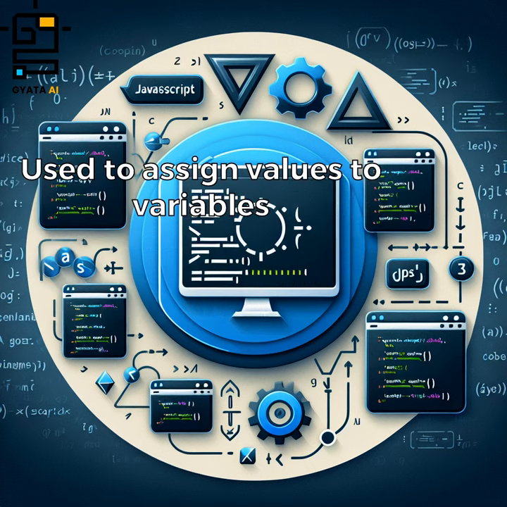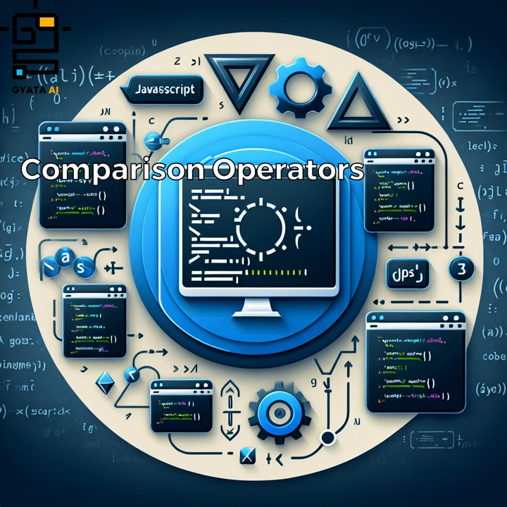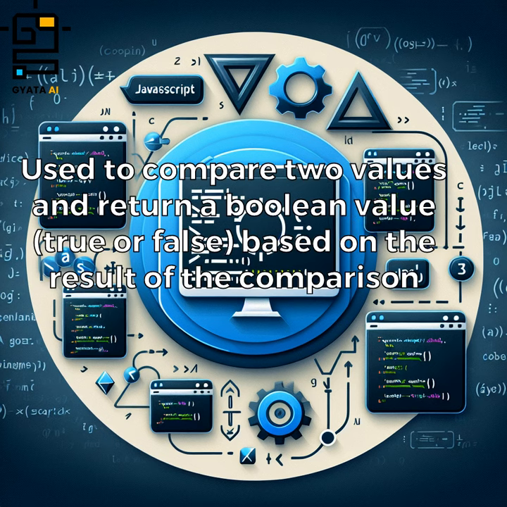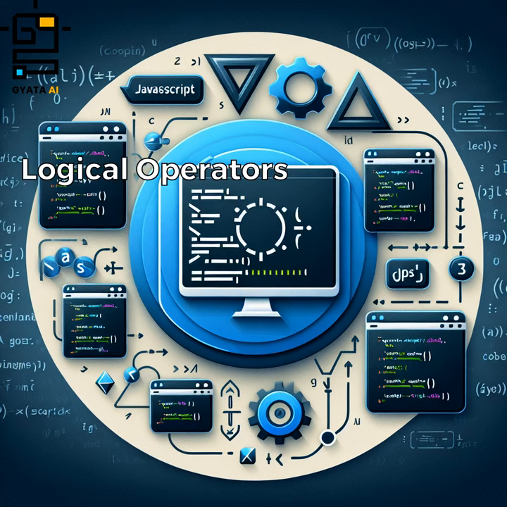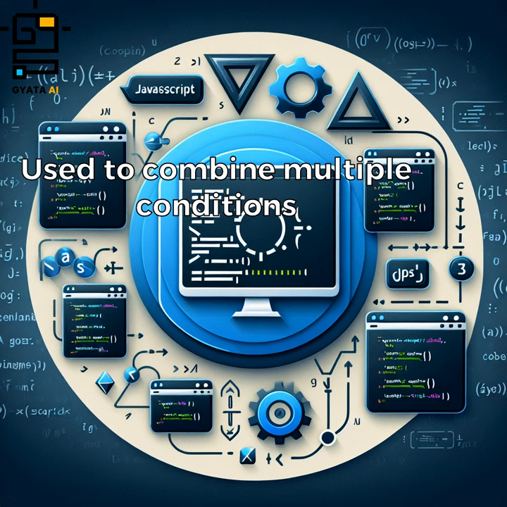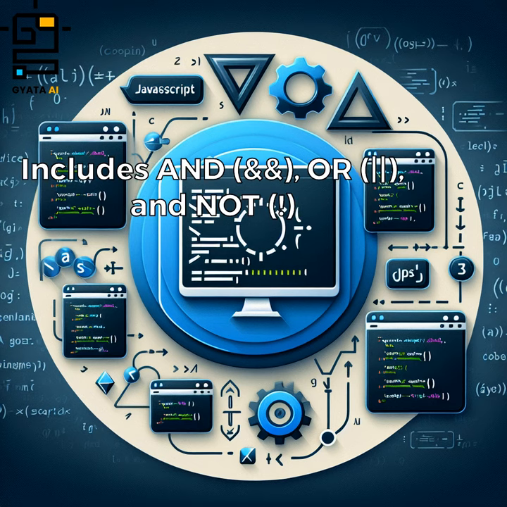Assignment operators are used to assign values to variables. Comparison operators are used to compare two values and return a Boolean value, true or false, based on the result of the comparison. Logical operators are used to combine multiple conditions. They include and, or, and not.